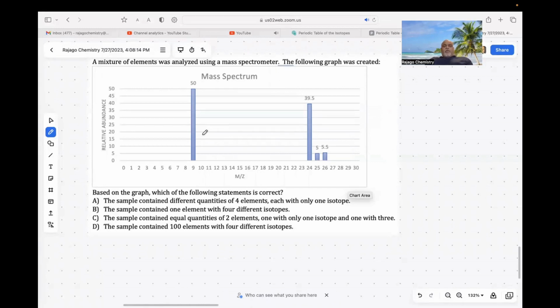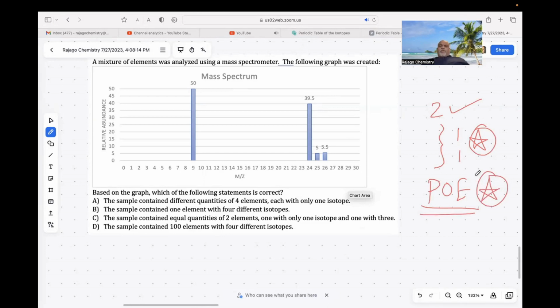The sample contained equal quantities of 2 elements, because one is 50 and the other, 39.5 plus 5.5, is also 50. So overall it's 100, with 1 isotope in one element and 3 isotopes in the other. That should be the correct answer. Sometimes in the AP, two choices you can easily skip, and you have to debate between the other 2 choices and pick the best one. That's called the process of elimination, and we will look into exam strategies close to the end of the year.